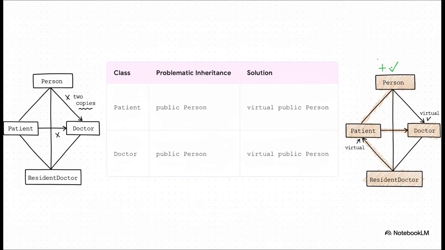So how do we actually use it? On the left here, you see the problem code that creates those two copies. On the right, you see the fix. And the key here is that we're not changing the resident doctor class at all. The magic happens in the intermediate classes, patient and doctor. We just add that virtual keyword right when they inherit from person.